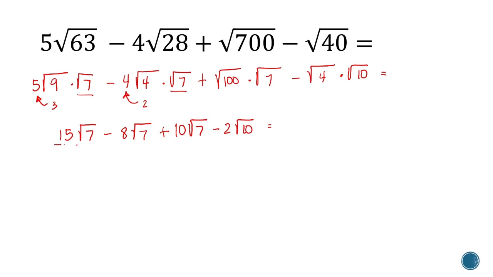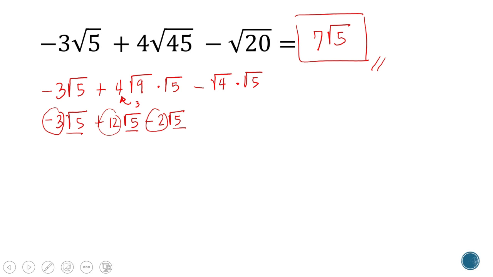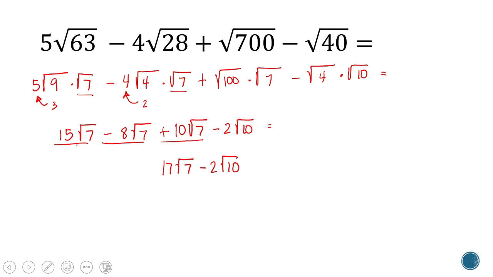I think we can combine these 3 radicals, but we cannot combine these 3 to the fourth one because the fourth one is square root of 10. So meaning this is 15 minus 8 plus 10, which is equal to 17 square root of 7 minus 2 square root of 10. Again, we cannot combine these two radicals because although the indices are the same, the radicands are different. So which means that this is our final answer.